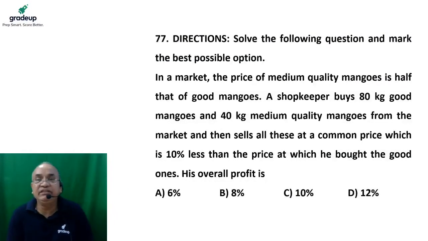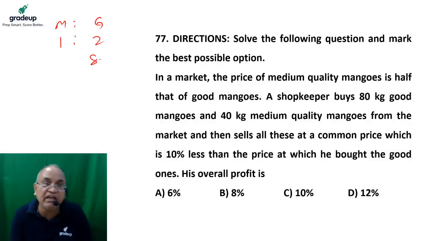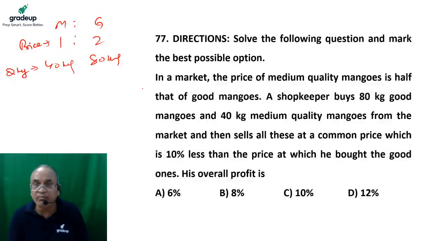In a market, the price of medium quality mangoes is half that of good quality. So there are two prices, of good quality and medium quality. Say medium quality is rupees 1 per kg, so good quality is rupees 2 per kg. Let's say double, it is given. So medium quality is half of the good quality. A shopkeeper buys 80 kgs of good and 40 kgs of medium. So these are the quantities purchased: 40 kg medium and 80 kg good.